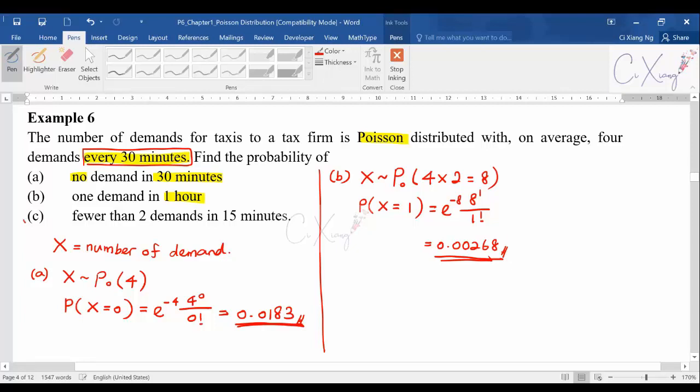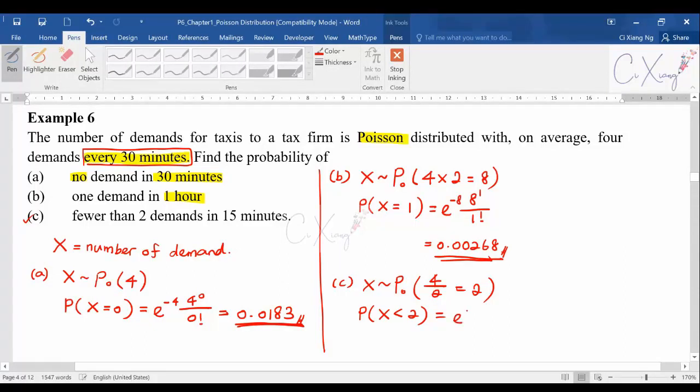Alright, then let's have a look at part number C. Fewer than 2 demands in 15 minutes. Okay, so again, 15 minutes is different from the interval given in the question. In the question, they give you 30 minutes, so 15 minutes is half of it. Therefore, the mean, you also need to divide by 2. Divided by 2, you get 2. So this is the mean for 15 minutes. And they want you to calculate the probability for x smaller than 2, fewer than 2 demands.